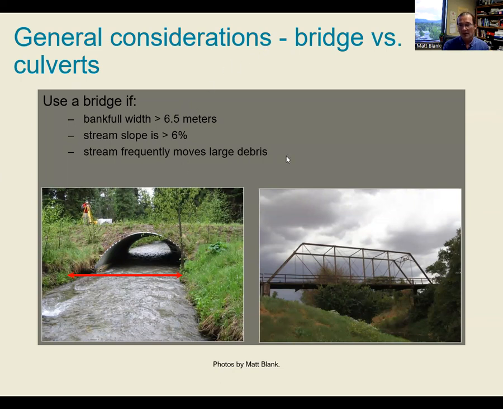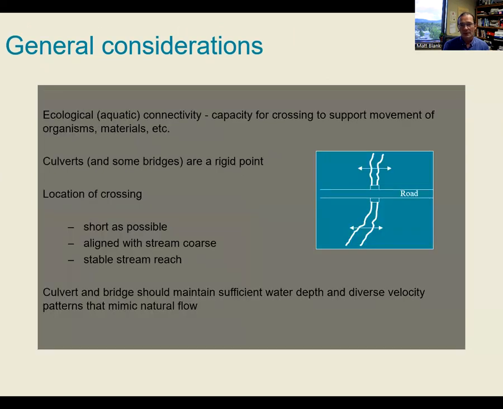The other thing that really bumps you into the bridge category, even on smaller systems, would be systems that move a lot of woody debris or a lot of plant vegetation. In tropical environments, there's often tons of plant material floating down the rivers and streams. That can get blocked up by small structures and create diversion or damming effects. So these are some things to think about when you're looking at the big picture, bridge versus culvert.